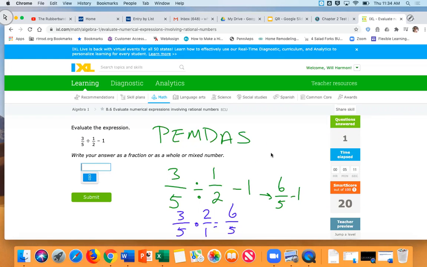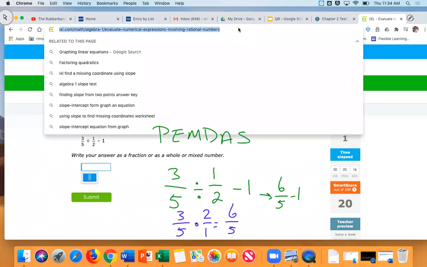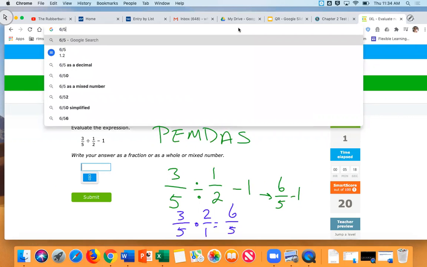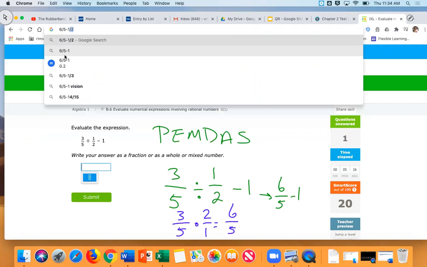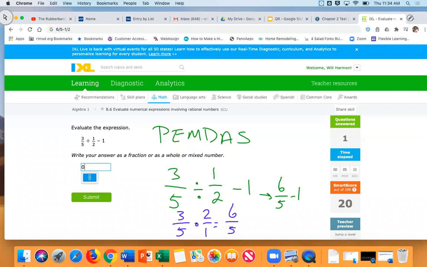All right, well, let's see. So up here, we can do 6/5, right? See how I typed it in? Do you see how it says 6/5 is 1.2? Minus 1, what do I get? Oh, 0.2.